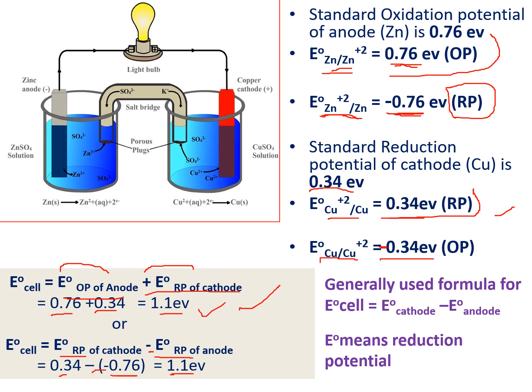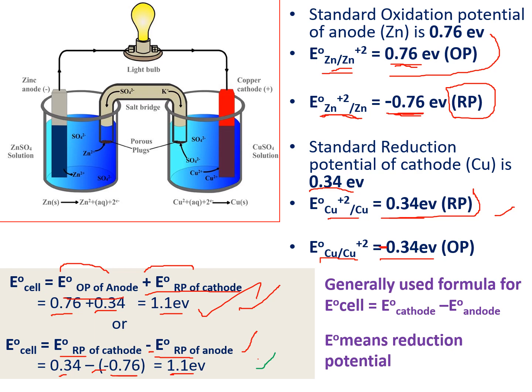So you can use both definitions, but frequently in the textbooks or in notation, the second formula is used many times. Okay. So E cell is equal to E naught of reduction potential of cathode minus reduction potential of anode.